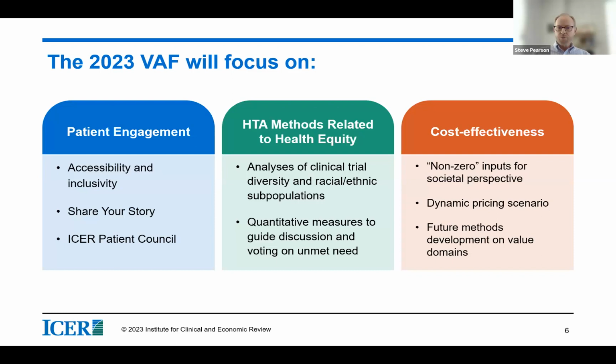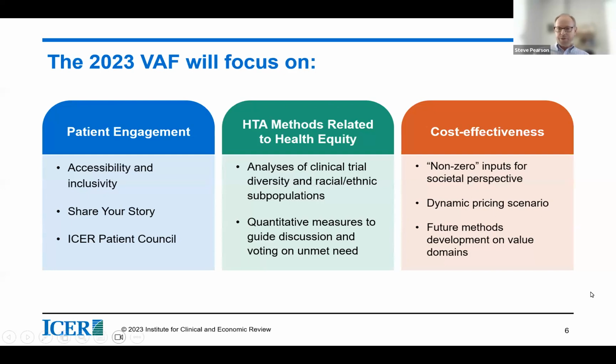Under the overall rubric of health technology assessment methods related to health equity, we're going to talk about our approach to doing analyses of clinical trial diversity and thinking about when, and perhaps when not, to do specific analyses of racial and ethnic subpopulation effects. We're also going to talk about the quantitative and qualitative measures that we incorporate in the discussion and voting on unmet need as one part of health equity.